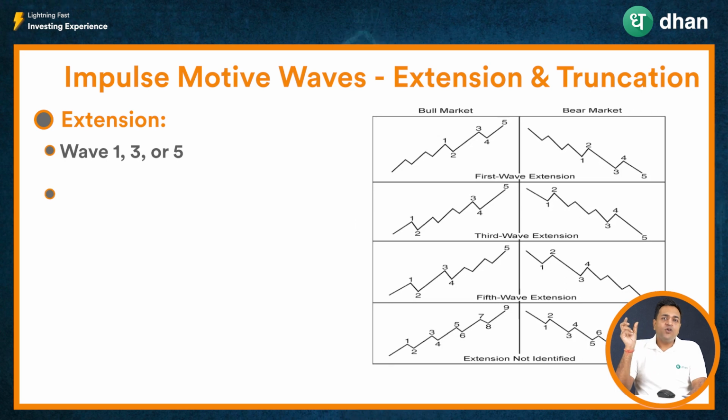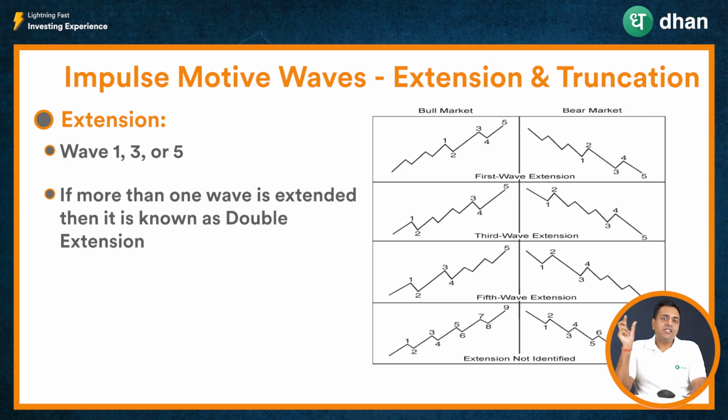In a rare scenario where you have more than one wave that is extended, that is known as a double extension. Let's look at the extension examples or forms with the help of the diagram that I have on my screen. Let's talk about the bull market where the primary trend is an uptrend. So the first figure tells you that the first wave is an extended wave followed by wave number 2, 3, 4 and 5. In the second example, we have the second wave that is an extended one.